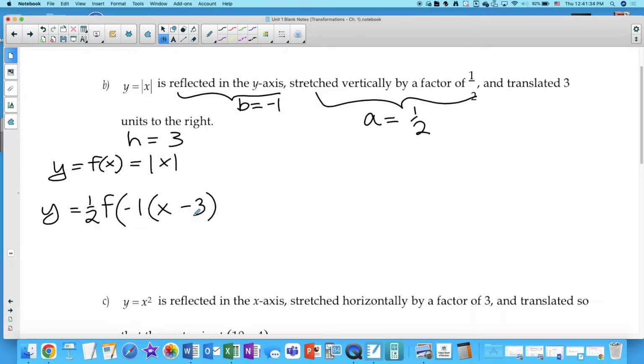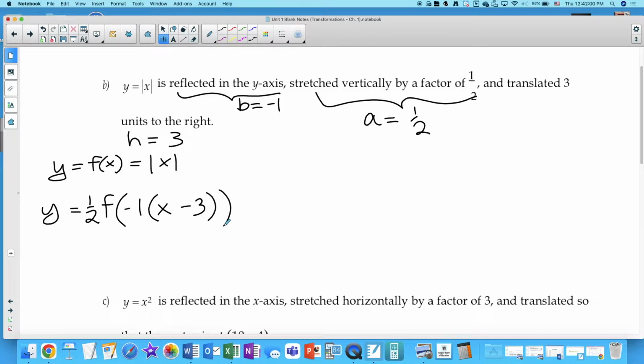Yeah? Would it be positive 3 since you have to? Okay, good question. So if you expanded it out, yes. If you remove the brackets, it would be -1 plus 3. Okay? But to see what the transformation is, that value has to be factored out anyway. Okay? And then there's no vertical translation, so that's it.